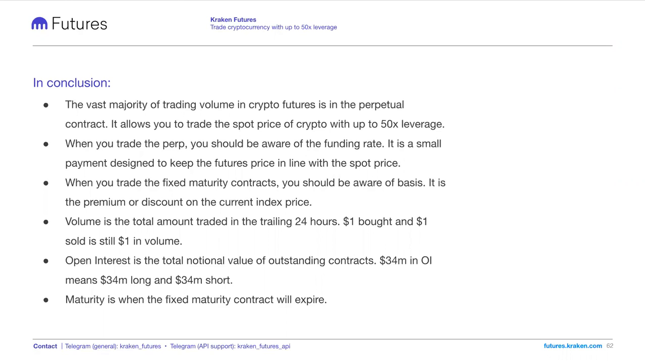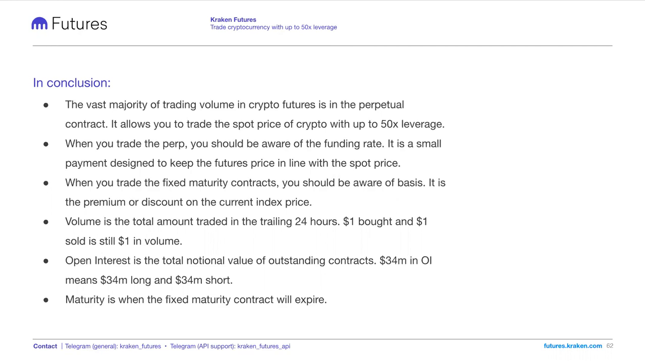But for those that do have to head out, in conclusion, the vast majority of trading volume in crypto futures is in the perpetual contract. It allows you to trade the spot price of crypto with up to 50x leverage. So the maximum difference between the price on the perpetual contract and the spot price is 0.5%, as Gary said. And if it ever gets that far, the funding rate will get quite high.